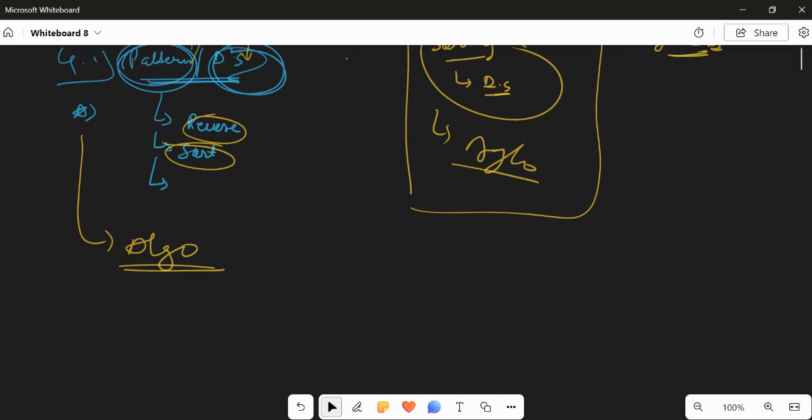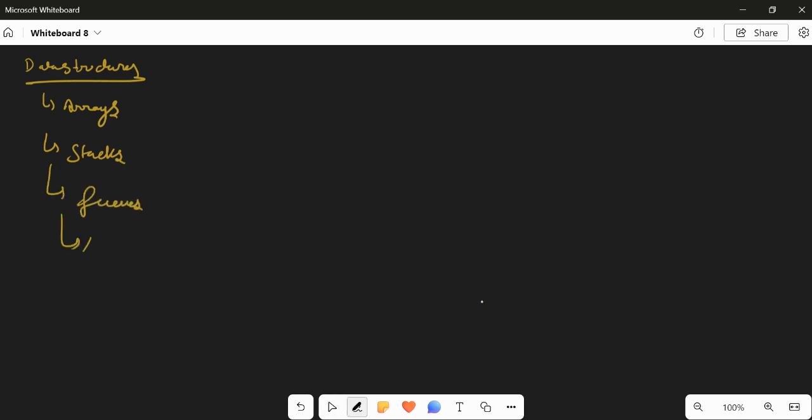So why I am saying this to you is, I am starting a series for decoding these patterns, right? We will start from data structures. We will see arrays, then we will see stacks, then we will see queues, and then we will see linked lists.